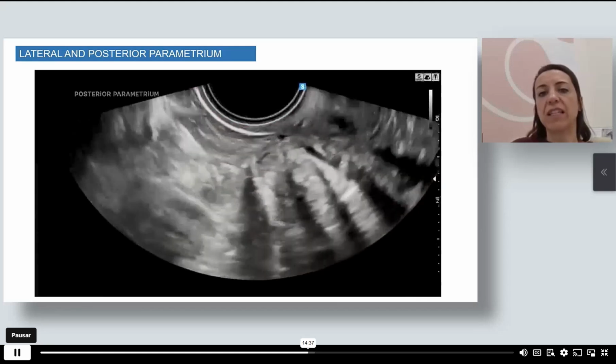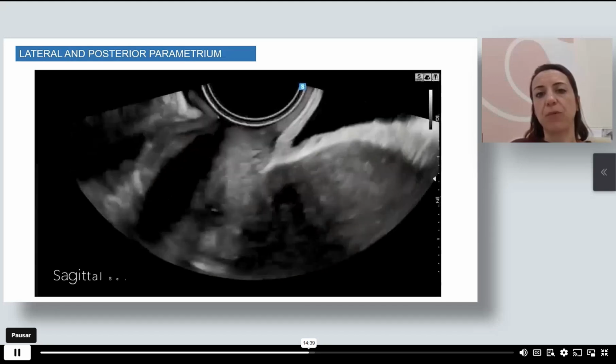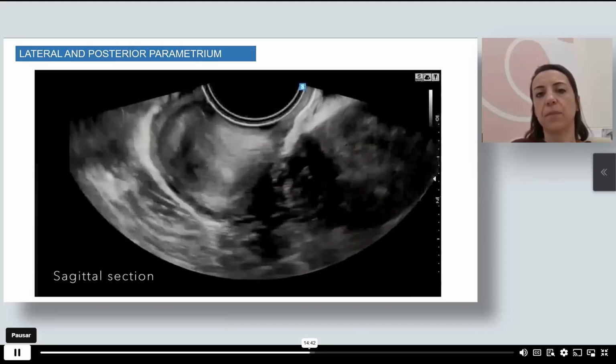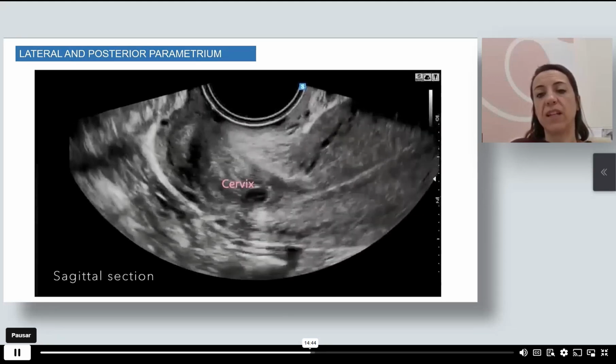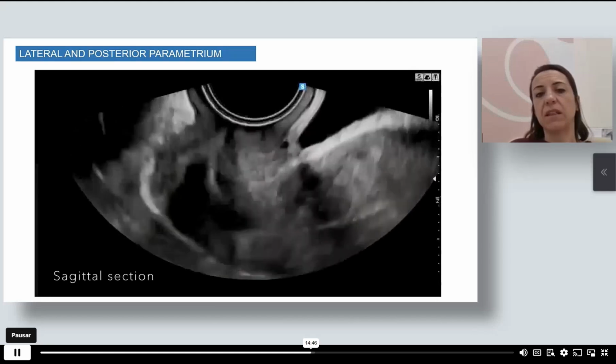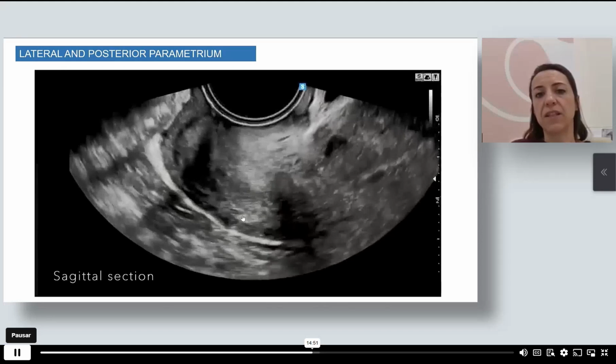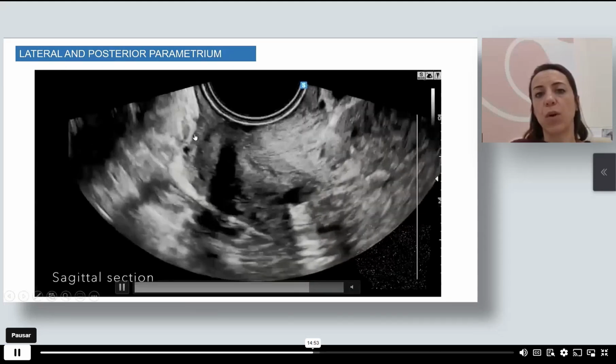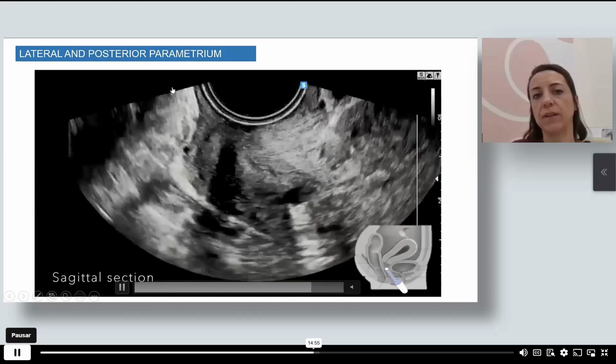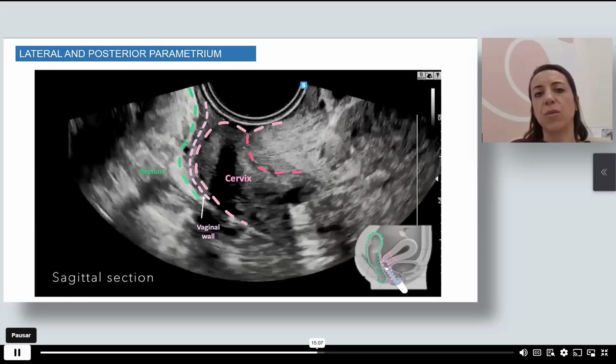Finally, to assess the rectovaginal septum, we can obtain this transversal section to visualize the cervix, vaginal wall, and the rectum. And this region between vaginal wall and the rectum corresponds to the recto-vaginal septum.